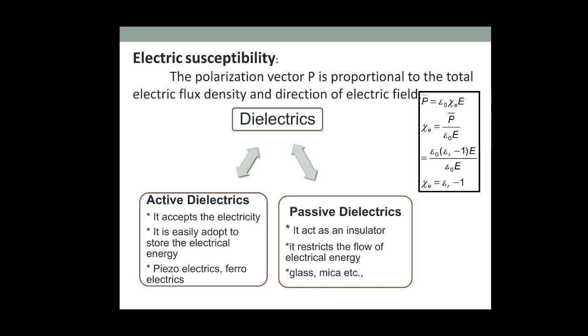Next, the dielectric classification. Generally, the dielectric materials are classified into three types based on the state of matter: solid dielectrics, liquid dielectrics, and gaseous dielectrics. But depending upon the working, the dielectrics are classified into two types. One is active dielectrics, and another one is passive dielectrics.